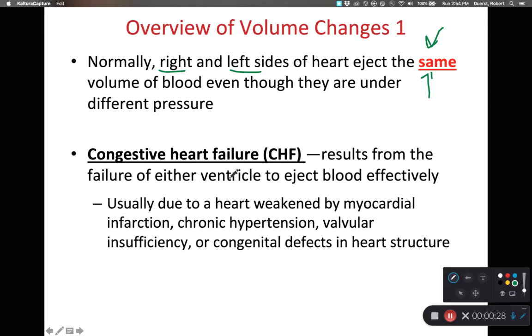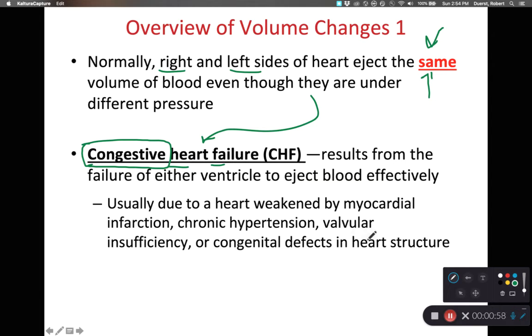Whenever we have an imbalance between left and right ventricular output, a lot of times that is going to lead to CHF, congestive heart failure. When we look at this term congestive, it's like when your nose is congested and you have improper flow of air in and out of your sinuses. If you have congestive heart failure, you have improper flow of blood out of the ventricles.